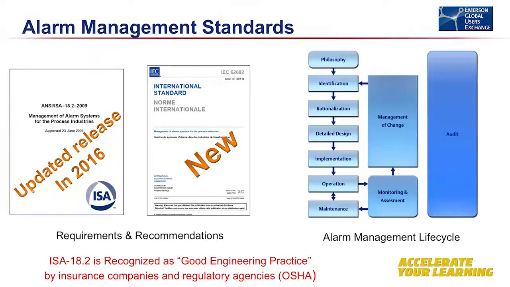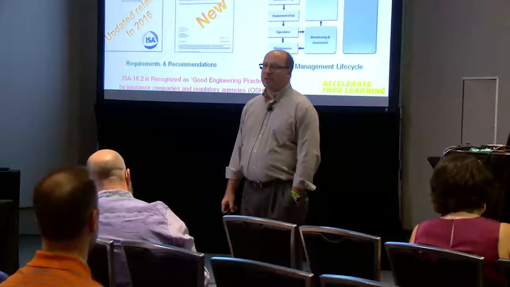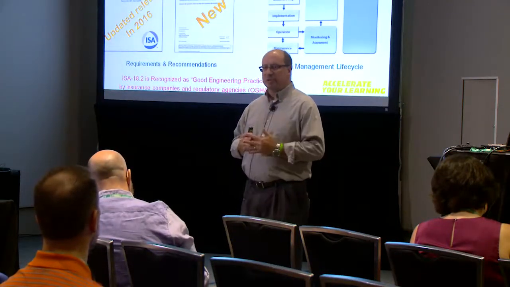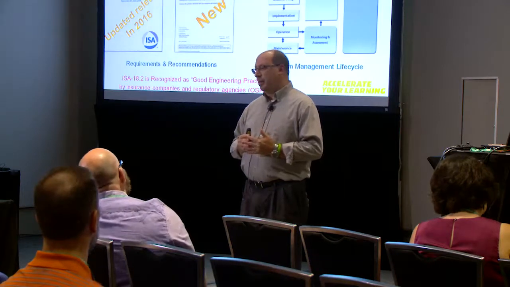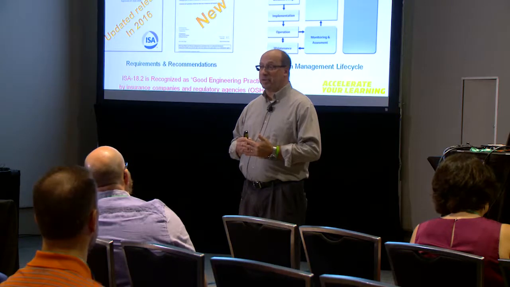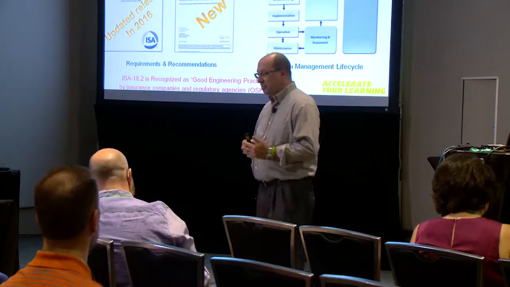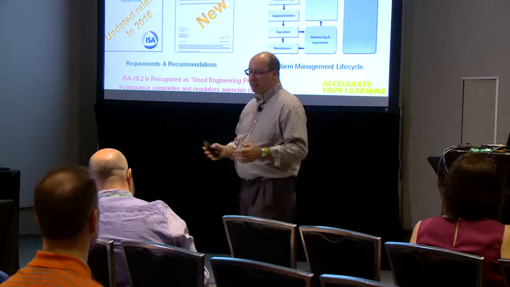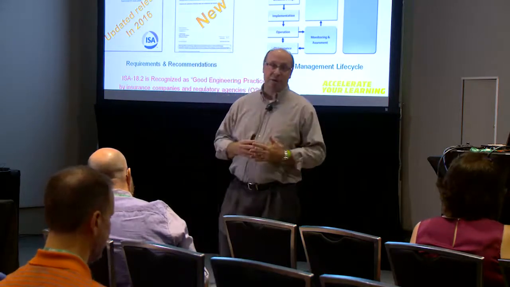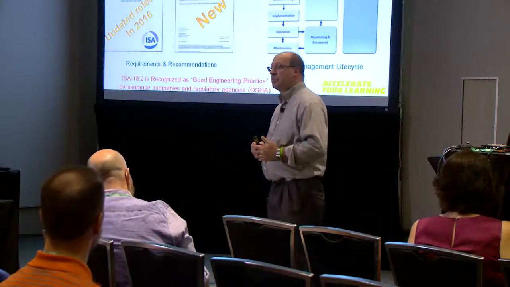So to address those situations, that was the purpose and goal of the creation of the ISA 18.2 alarm management standard. First came out in 2009. That's the standard that really applies to facilities in the US and maybe North America. And then that standard was used as the basis for the creation of an international standard, IEC 62682. So every company, whether you're international or just based here in the US, now has a standard that they should really follow from an alarm management point of view.